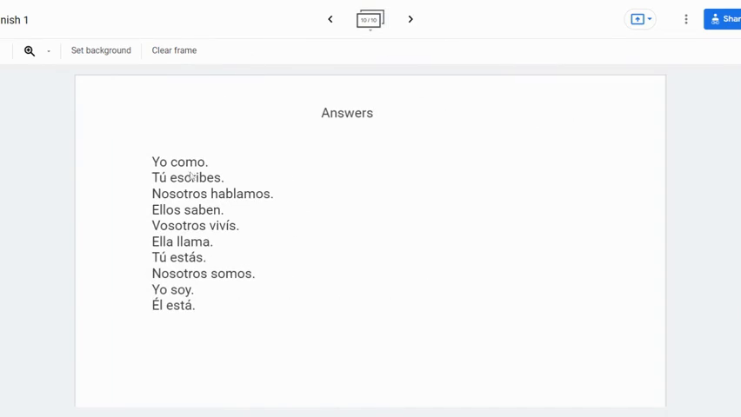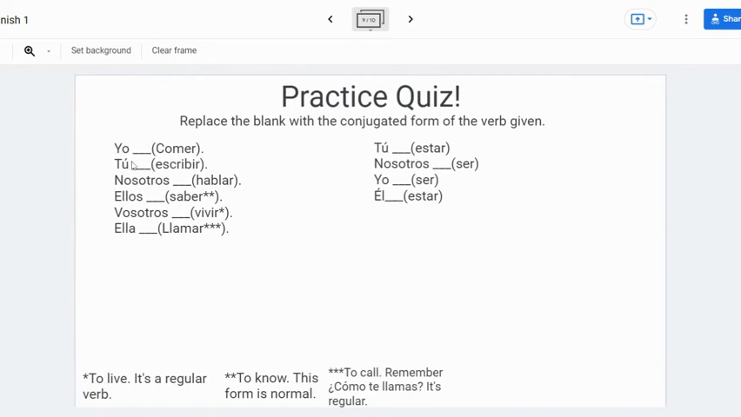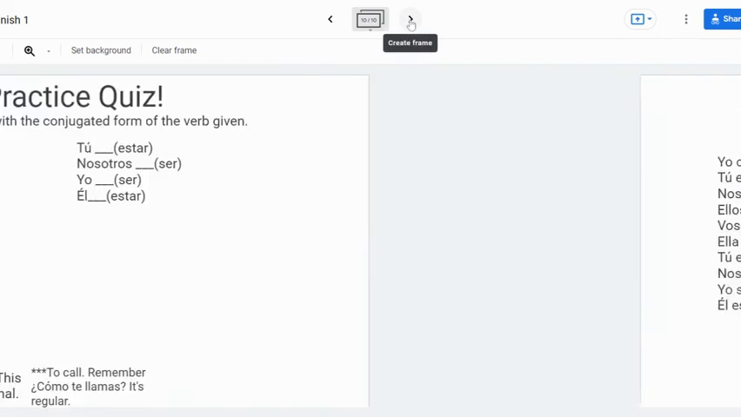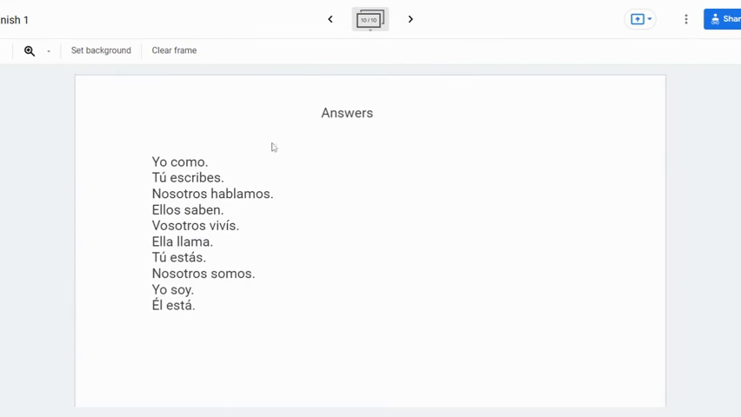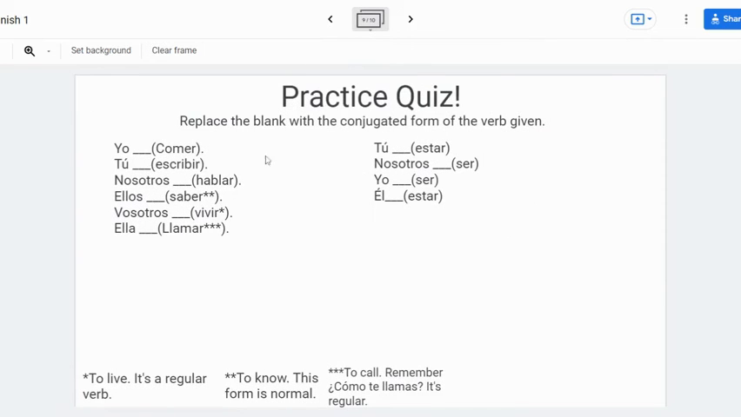The next question is tú escribes. The reason behind this is that the subject here is tú, and the verb I'm asking you to replace the blank with is escribir. You would conjugate escribir in the tú form, which is escribes. The next question is nosotros hablamos. I wanted you to replace the blank with the form of hablar. Since the subject here is nosotros, you'd replace it with hablamos, which is the conjugated nosotros form of hablar.